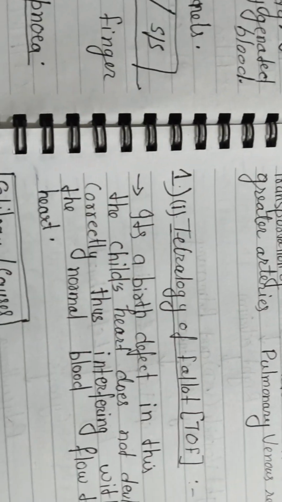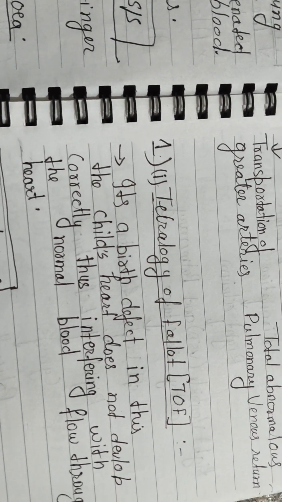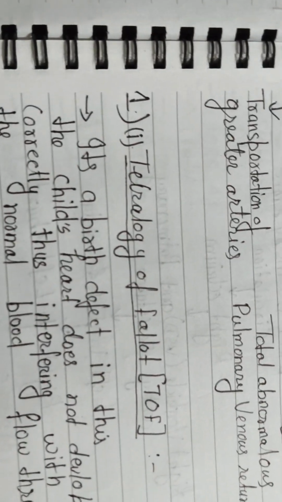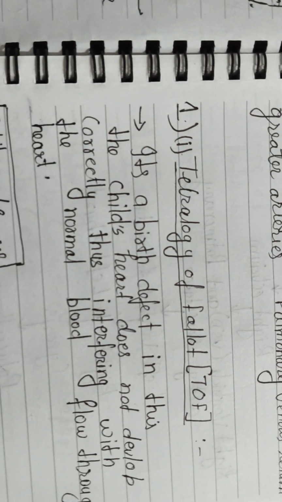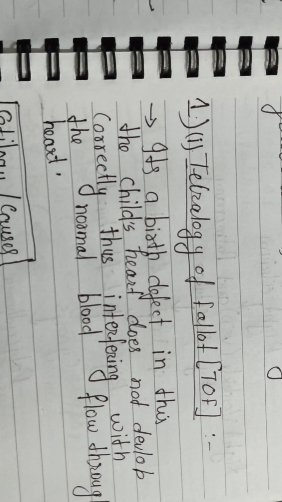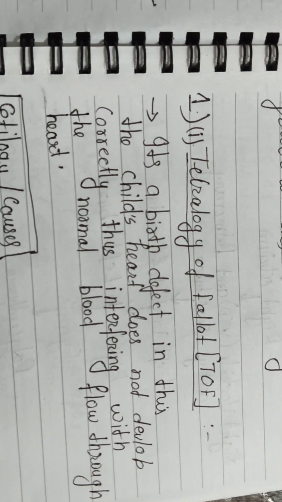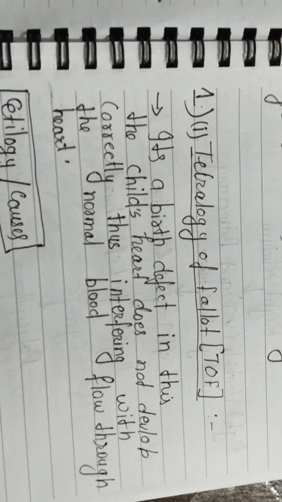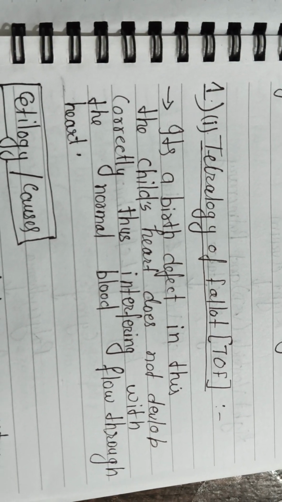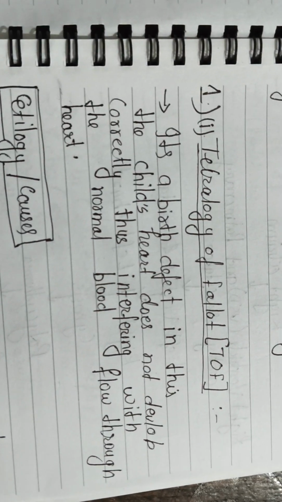Let's come to our first topic, tetralogy of Fallot. We can say TOF also. It's a birth defect in which the child's heart does not develop correctly, thus interfering with the normal blood flow through the heart.